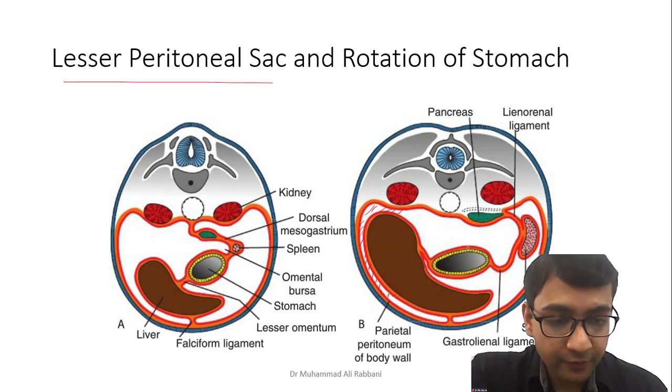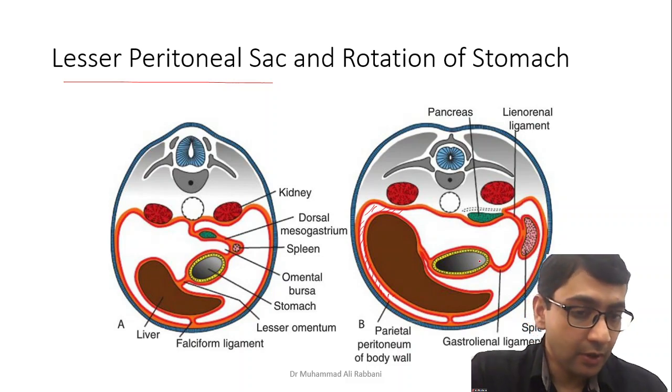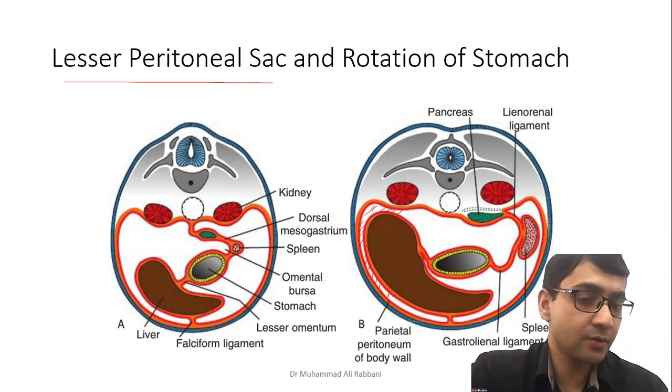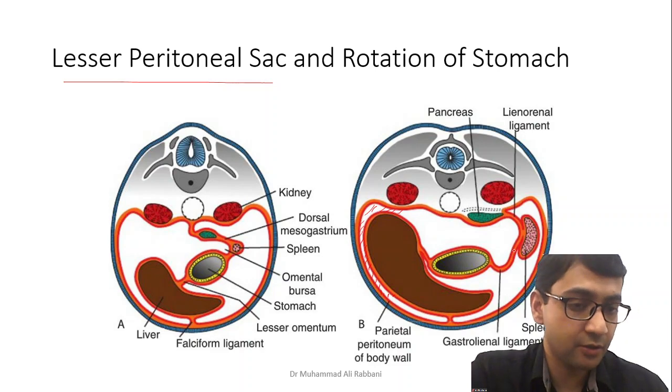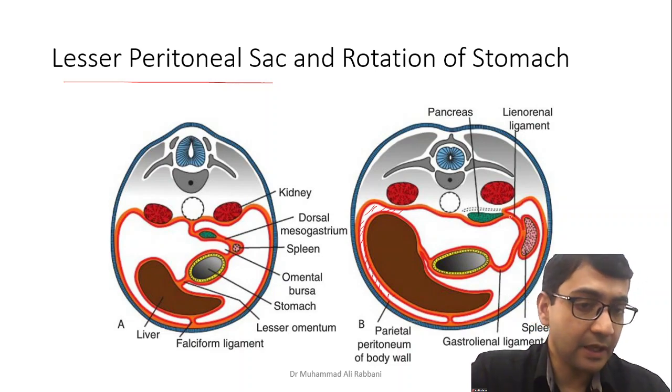You see, in front it has stomach, between stomach and liver it has lesser omentum. On the posterior aspect, between stomach and spleen, it has gastrosplenic ligament, and from the spleen to posterior wall, that is lienorenal ligament.